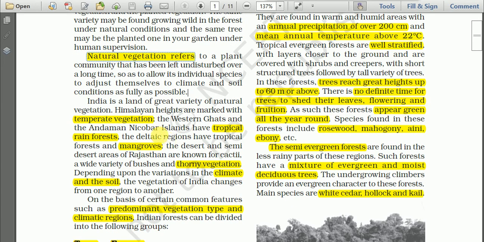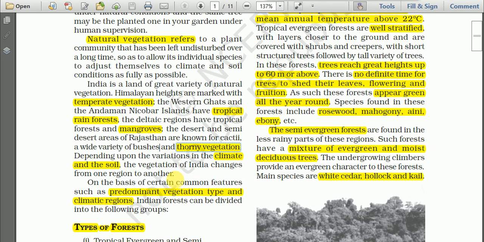And about India, India is a land of great variety of natural vegetation. Himalayan heights are marked with temperate vegetation. Then the Western Ghats and the Andaman Nicobar Islands have tropical rainforests. The deltaic regions have tropical forests and mangroves. Deserts and semi-desert areas of Rajasthan are known for cacti and a wide variety of bushes and thorny vegetation.